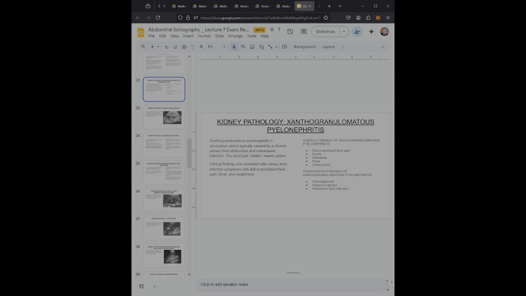Xanthogranulomatous pyelonephritis is uncommon and is typically caused by chronic urinary tract obstruction, and the word xantho means yellow. Clinically, patients may present with dull or persistent flank pain, but sonographically we see staghorn calculus, perinephric fluid collection, and hydronephrosis.